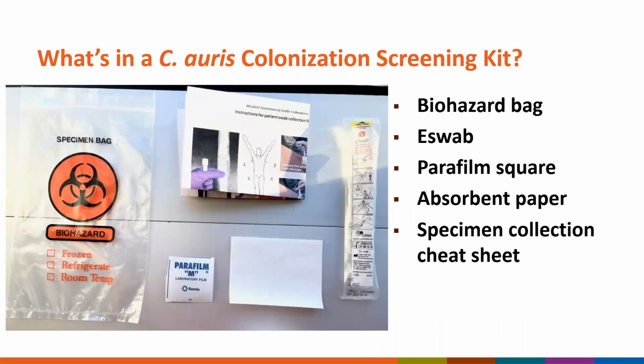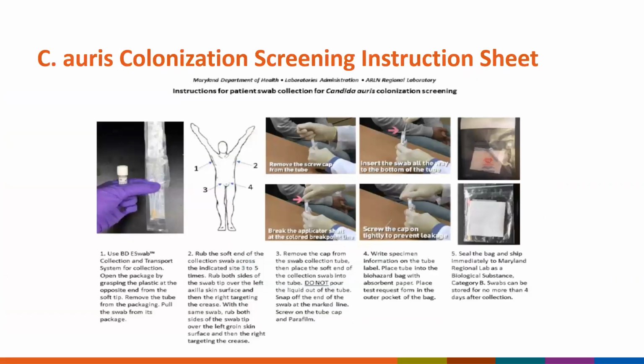Now, what is in a C. auris colonization screening kit? Like the CPO kit, we have a biohazard bag, parafilm square, absorbent paper, and a specimen collection cheat sheet, but now we also have an e-swab, which is a different type of swab. Moving on to the next slide, please.